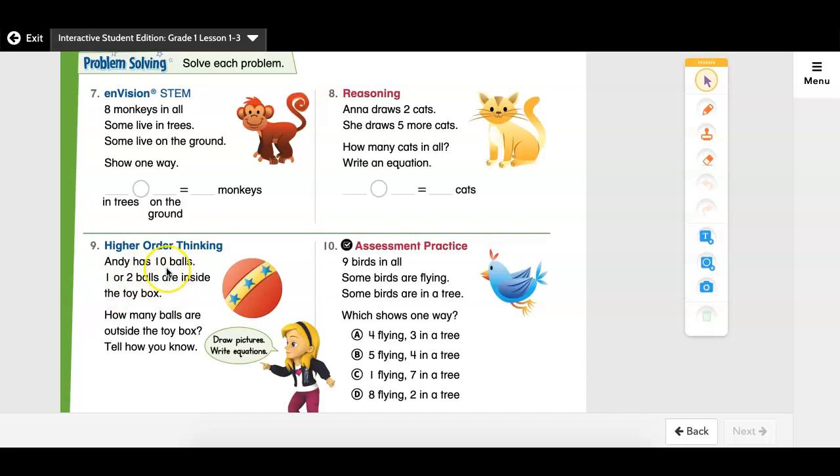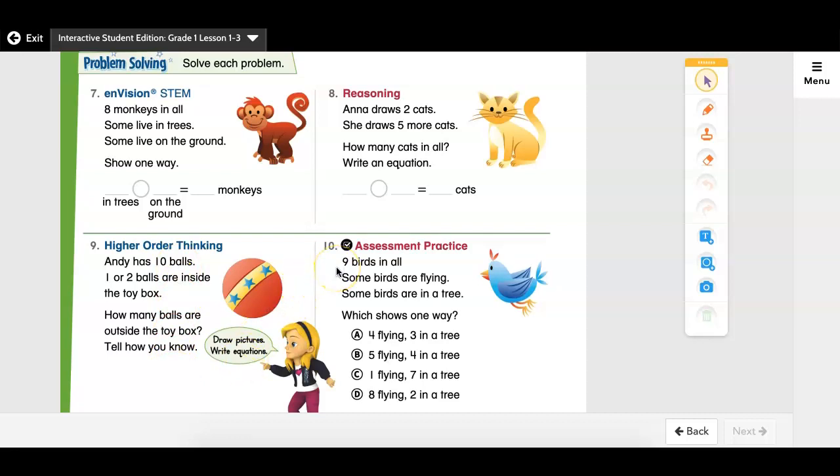So we know that he had 10 to begin with. 1 of them might be inside of the toy box, or 2 of them might be inside of the toy box. So if 1 of the 10 balls were inside of the toy box, how many would be outside? Or if 2 of the 10 balls are inside of the toy box, how many would be outside?